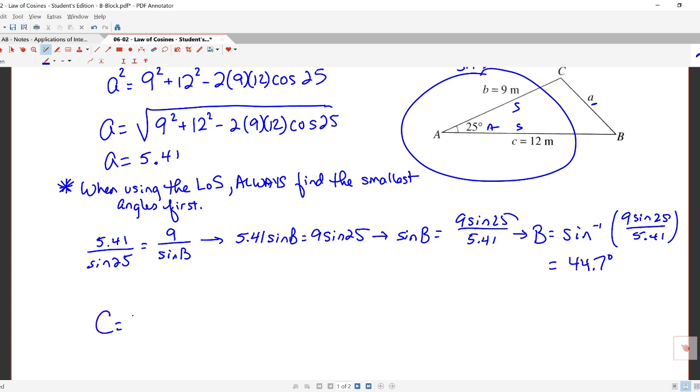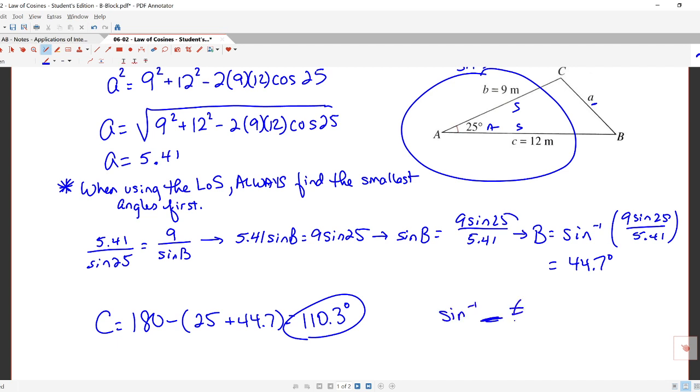And now to find angle C, we just go 180 take away angle A plus angle B, and we get 110.3 degrees. That would never be an answer from sine inverse: no matter what you do, the sine inverse of anything will never be 110.3. What you would have gotten was 69.6 had you done it that way, and you would have had to know to find the supplement of that. So to avoid that, like I said, when using the law of sines, always find the smallest angles first. All right, we'll continue with example 2 in the next video.